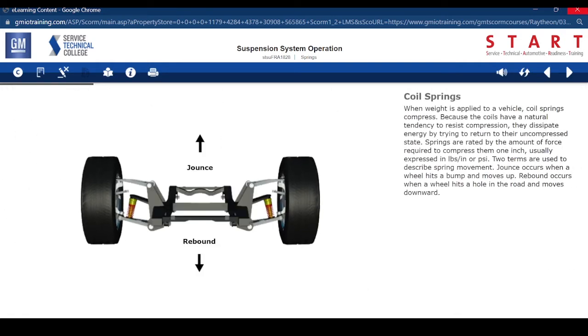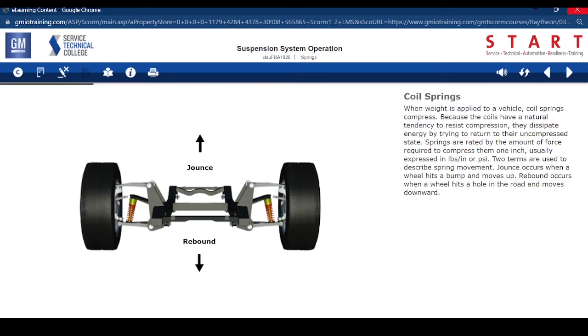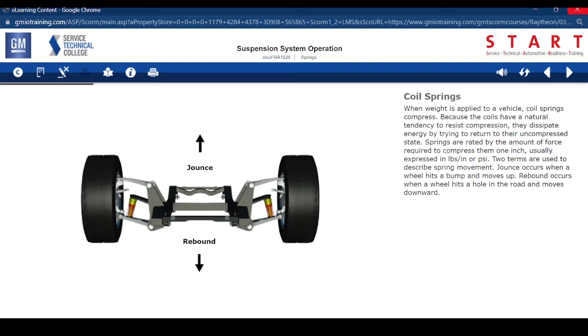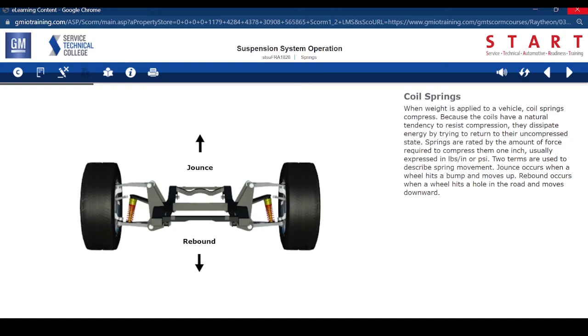When weight is applied to a vehicle, coil springs compress. Because the coils have a natural tendency to resist compression, they dissipate energy by trying to return to their uncompressed state. Springs are rated by the amount of force required to compress them 1 inch, usually expressed in pounds per square inch, or PSI. Two terms are used to describe spring movement. Jounce occurs when a wheel hits a bump and moves up. Rebound occurs when a wheel hits a hole in the road and moves downward.